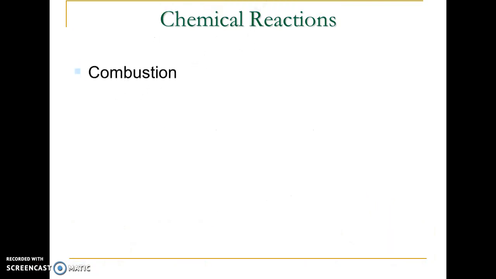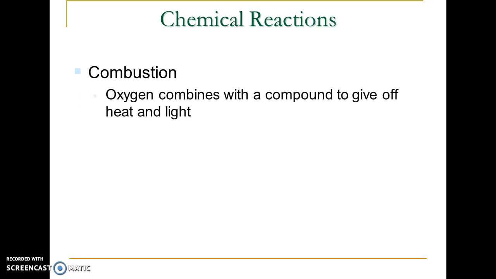The last type of chemical reaction that you need to know about is called a combustion reaction. In a combustion reaction, you have oxygen combining with a compound to give off heat and light. A combustion reaction will be different than our other four chemical reactions because there is no general equation for a combustion reaction. Why, do you ask? That's because a combustion reaction always has the same products.